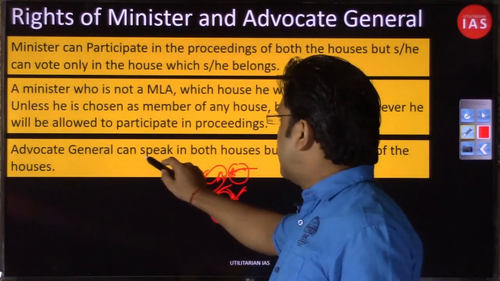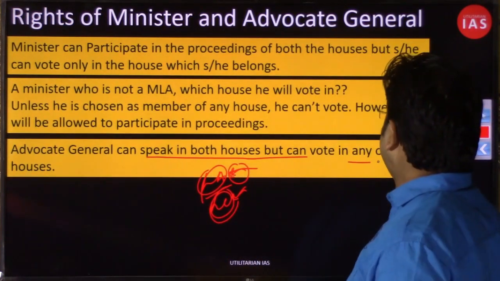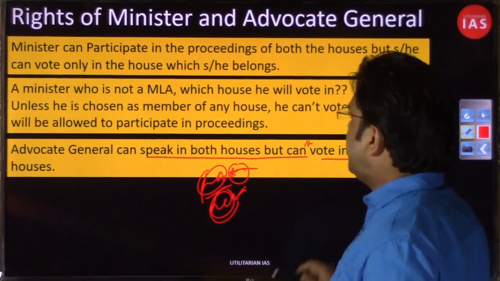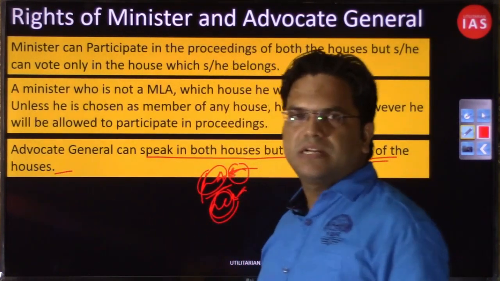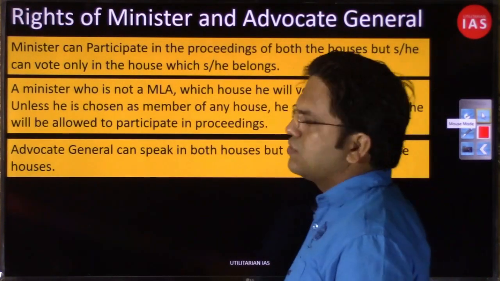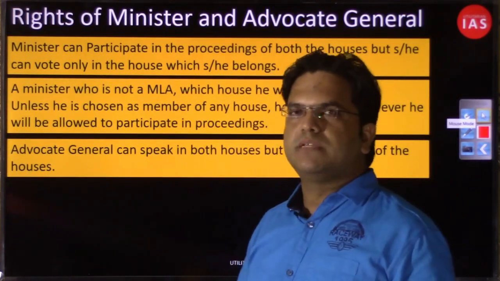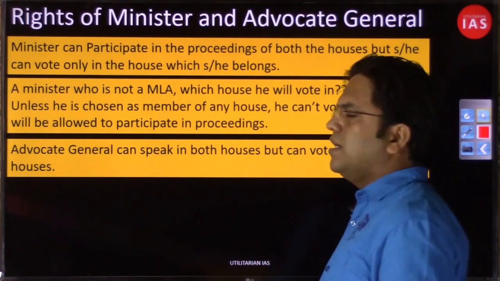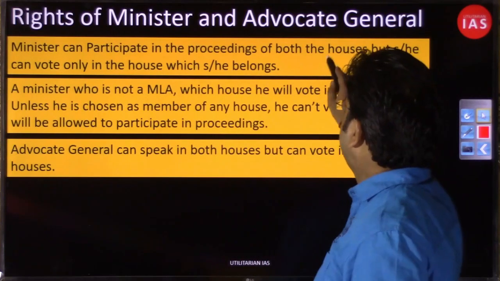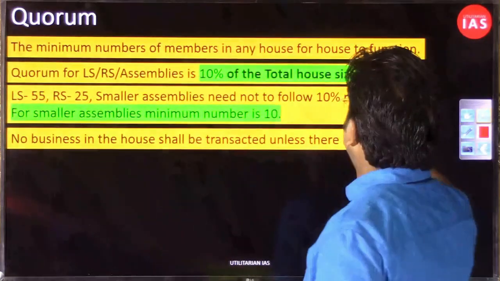So the advocate general can speak in both the houses, but he can't vote in any of the houses. I hope these rights of the minister and the advocate general you would have understood. Similar rights were enjoyed by the minister at the central level and the Attorney General of India at the parliamentary level, right? So I hope this vertical also you would have understood.